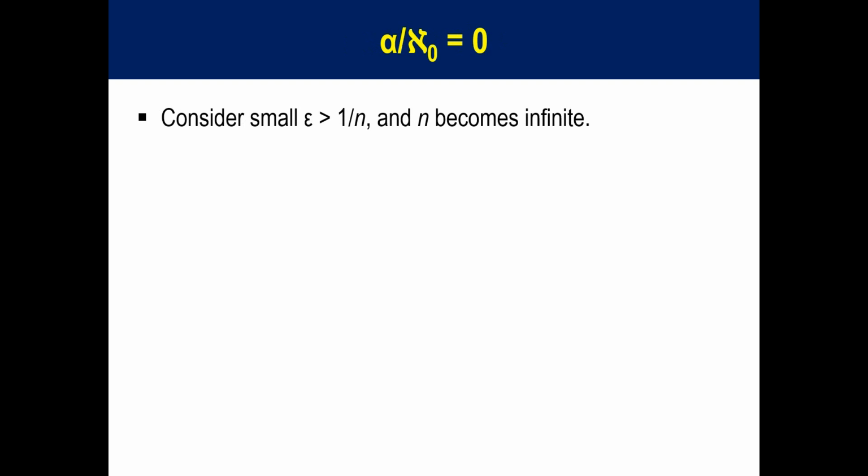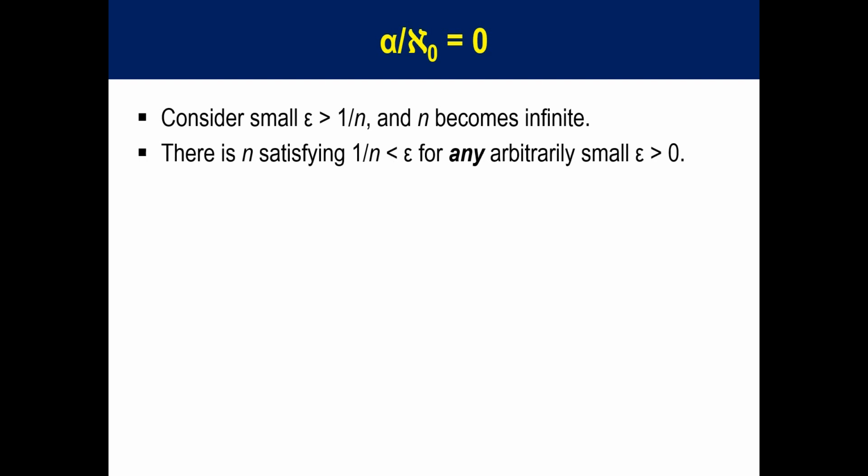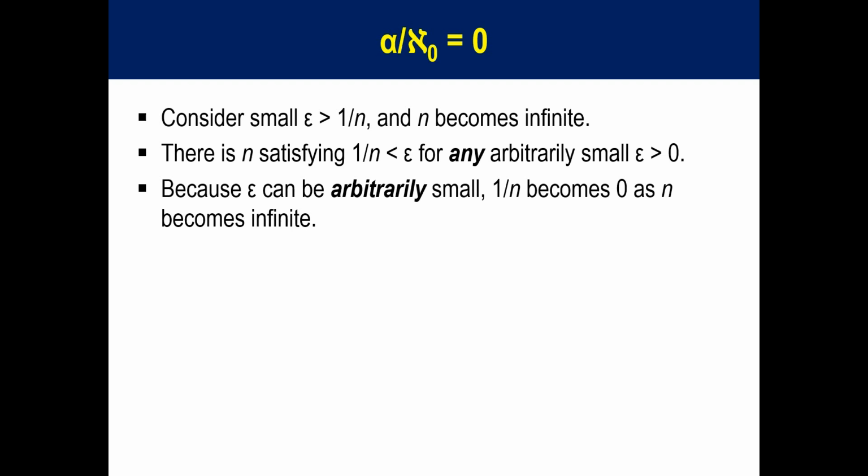Alpha over aleph naught equals 0. Consider small epsilon larger than 1 over n, and n becomes infinite. Then there is n satisfying 1 over n smaller than epsilon for any arbitrary small epsilon larger than 0. Because epsilon can be arbitrarily small, 1 over n becomes 0 as n becomes infinite.